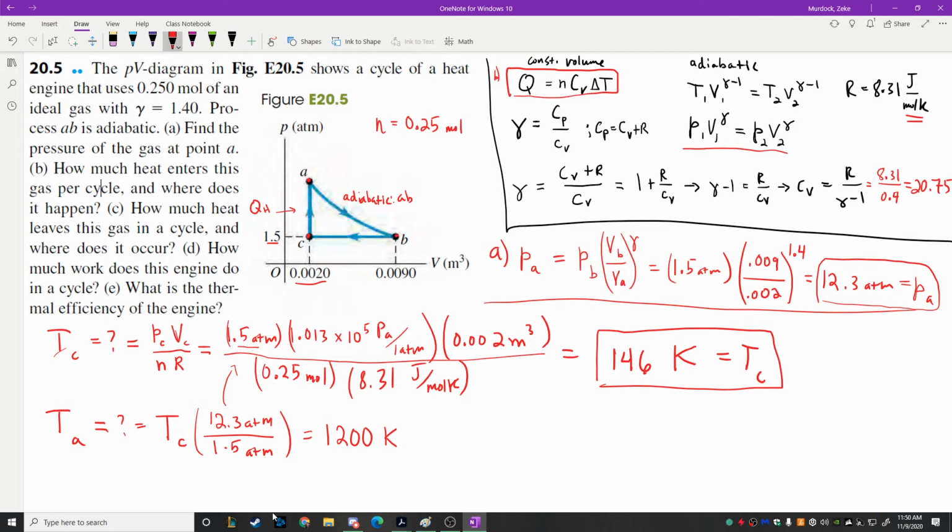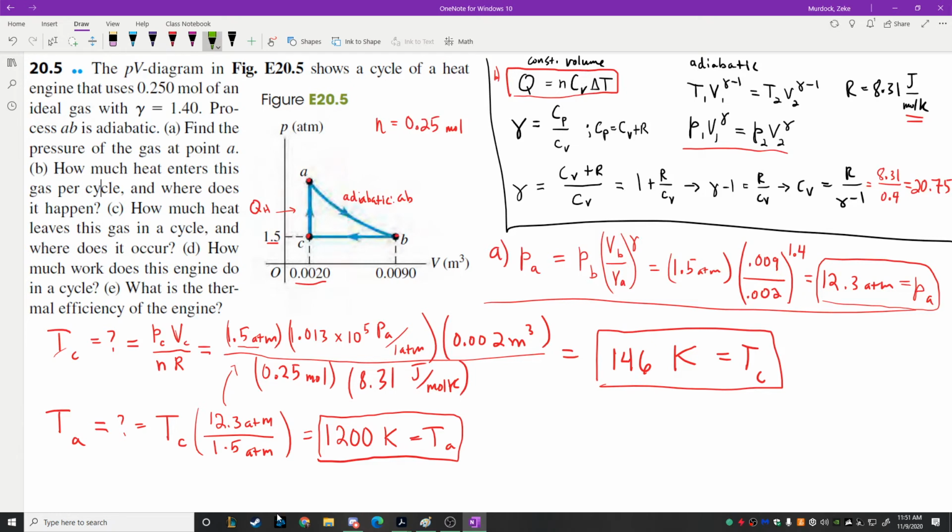Now, does everyone agree with that? Is it 1200 Kelvin? I easily could have made mistakes on this stuff, and I'm pretty sure I must have somewhere, because you guys got slightly different answers than me. Okay, good. All right, so we're still trying to find part B. We haven't finished part B yet, because the question was how much heat enters the gas per cycle.